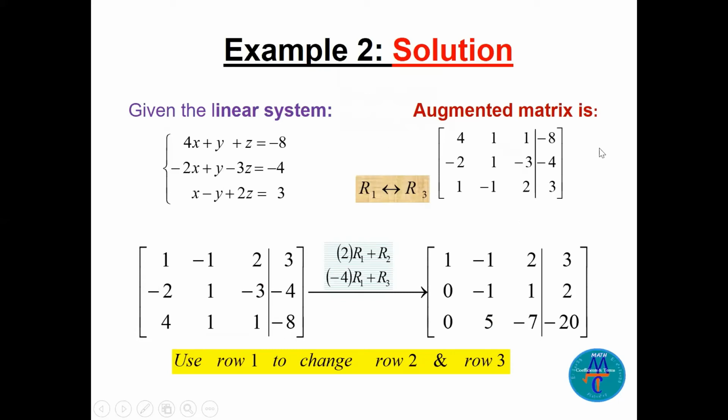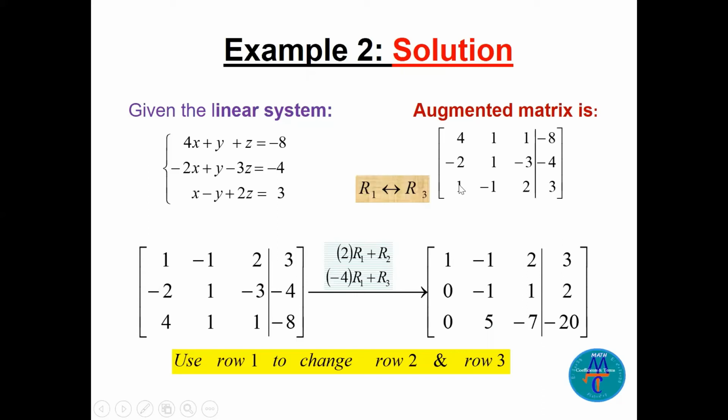We take the augmented matrix. Be careful about the numbers. 4, minus 2, 1, 1. 1, minus 1, 3, 2. Minus 8, minus 4, 3. Now here we have 1 and here we have 4. So directly I can think of interchanging row 1 and row 3. See the whole row, not the number only.